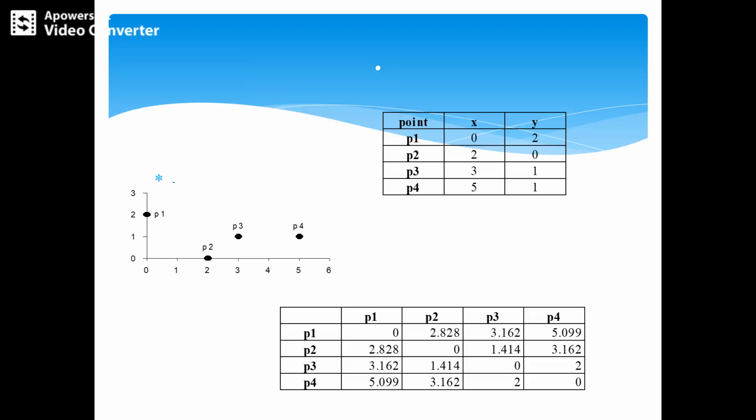This is the point: how are we going to calculate? We have calculated the distance between the two points by just applying the Euclidean distance. Here are points P1, P2, P3, P4. So that is the formula.